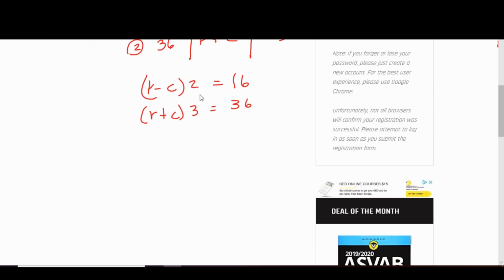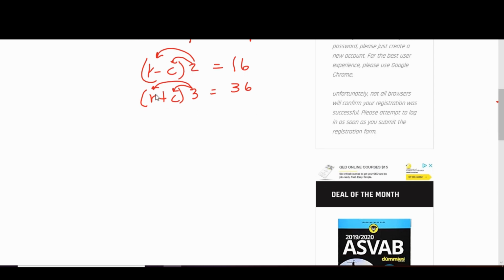So with that done, I'm going to go ahead and distribute this 2 here, here, and I'm going to distribute this 3 here and here. 2 times R is 2R. 2 times negative C is negative 2C equals 16. 3 times R is 3R. 3 times C is positive 3C, and that's going to be 36. I dropped the 2 off the R by accident.